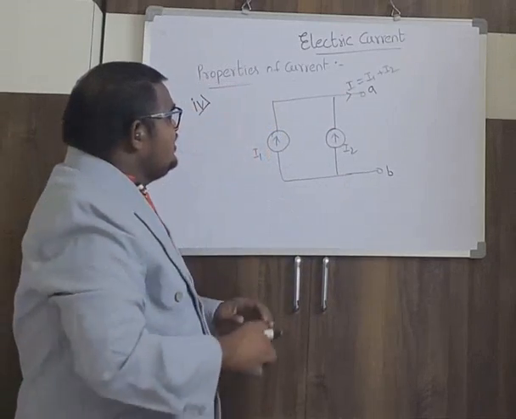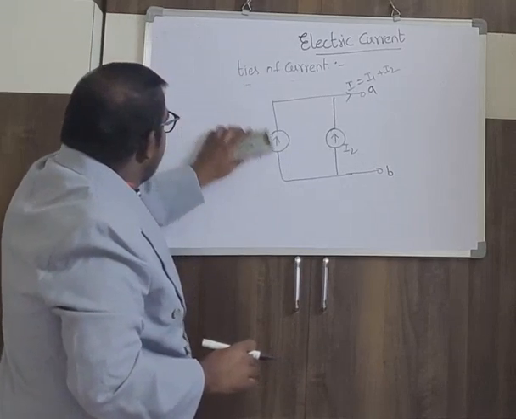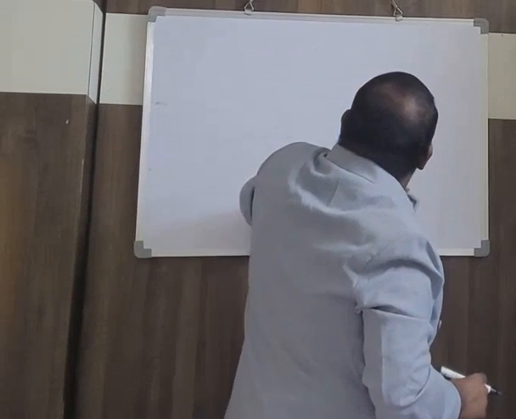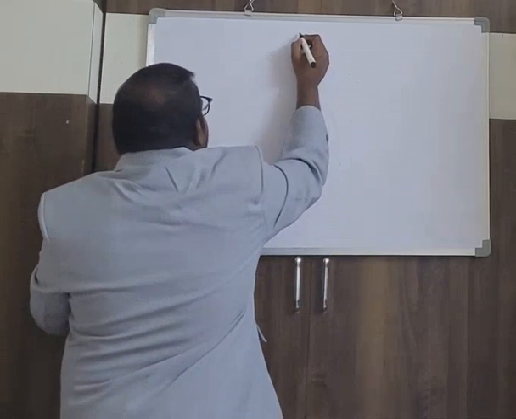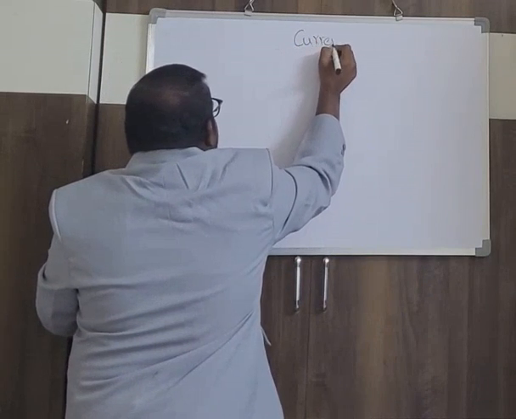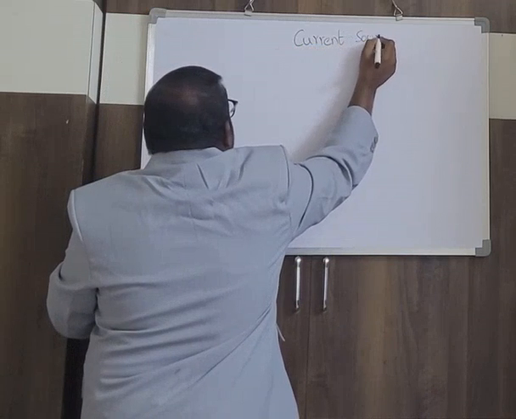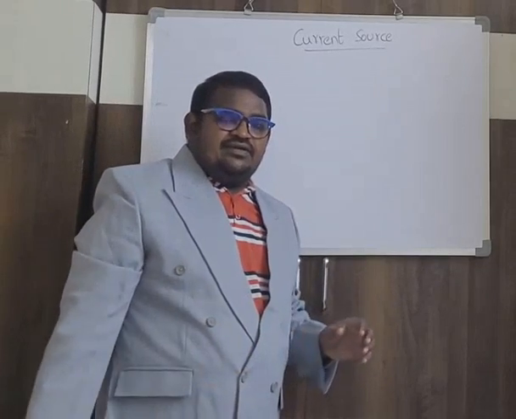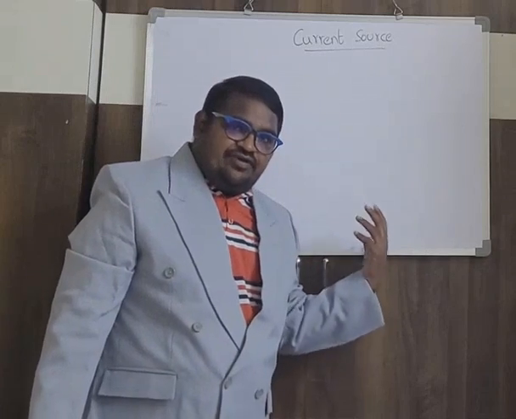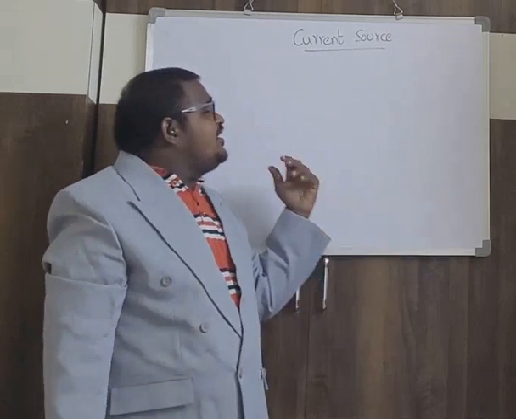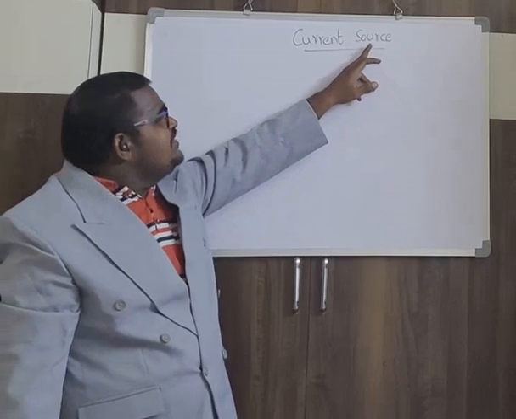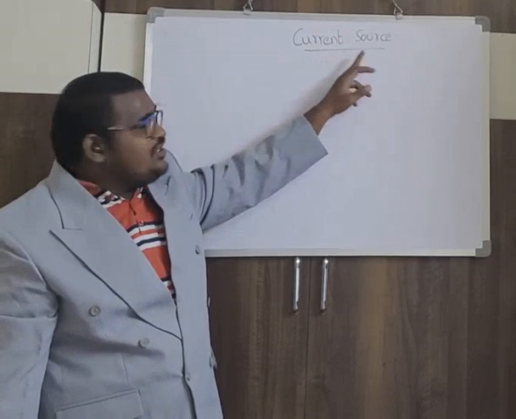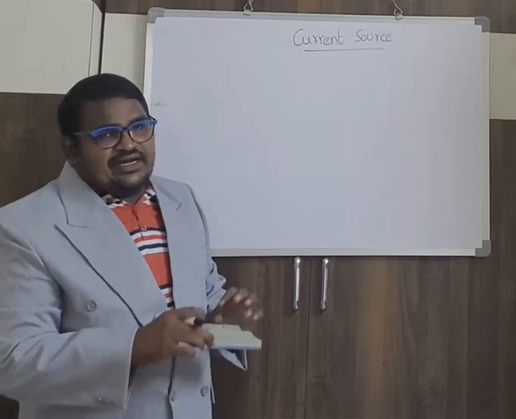So now let us see the current source. What do you mean by electric current? Electric current is the flow of free electrons, or flow of charge, or rate of change of charge. Then what is a current source? It is the source of energy in the form of electric current.